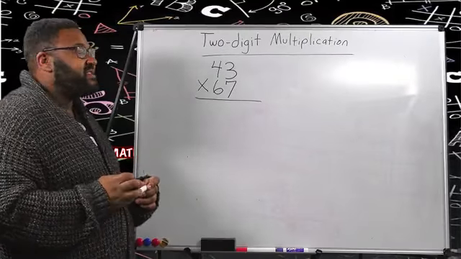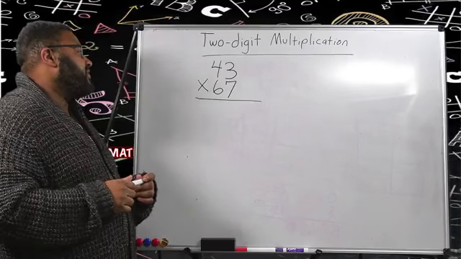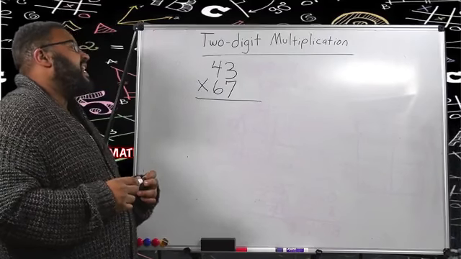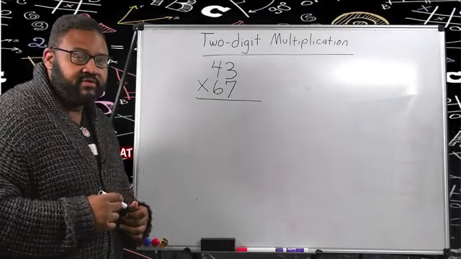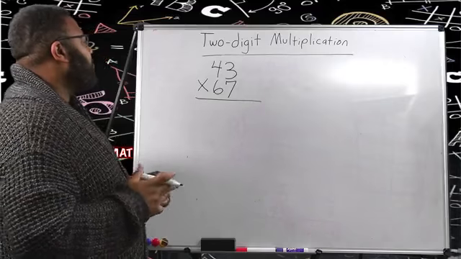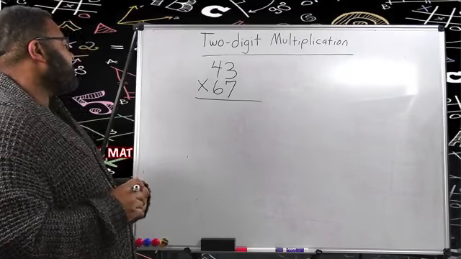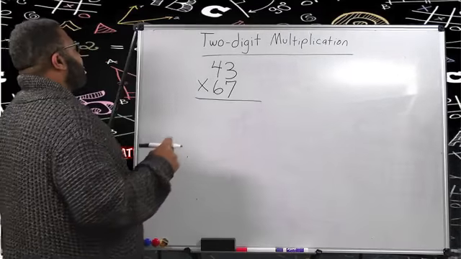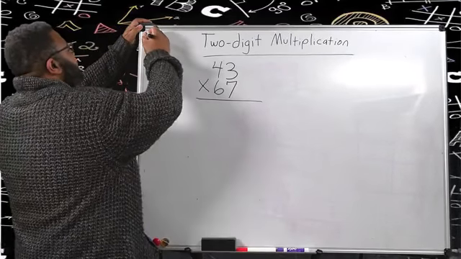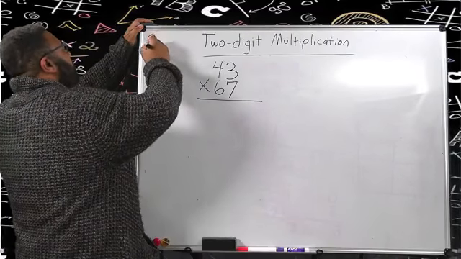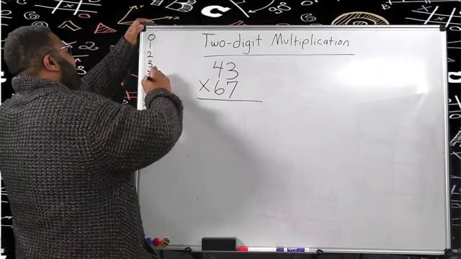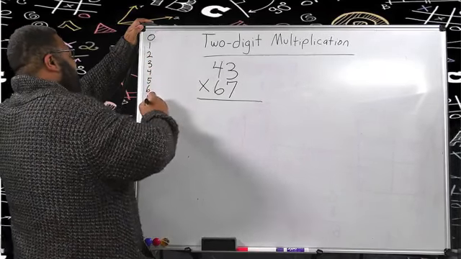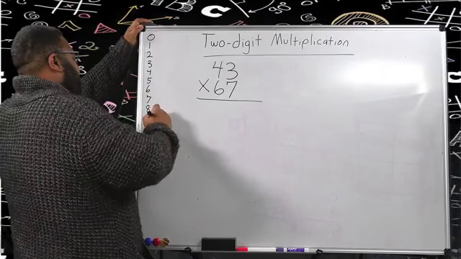43 times 67. I'm in trouble, folks. I don't know my sevens very well. So, of course, the first thing I'm going to do is a pick and choose chart for my sevens. Simply put, 0, 1, 2, 3, 4, 5, 6, 7, 8, 9.